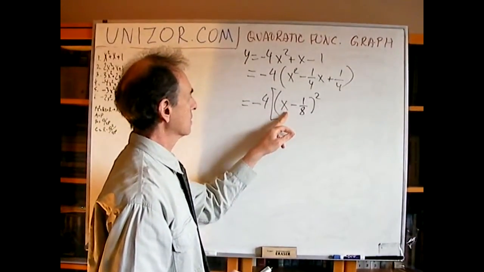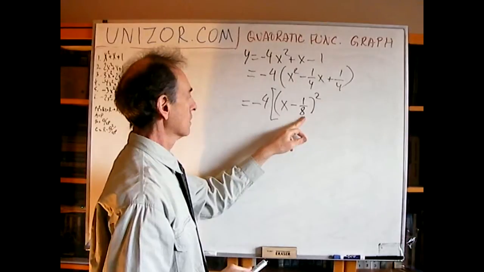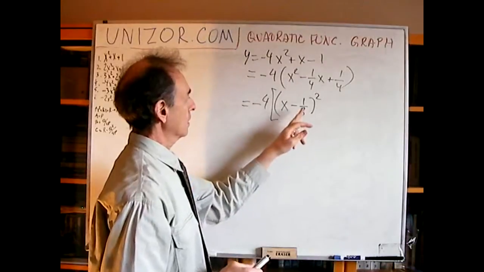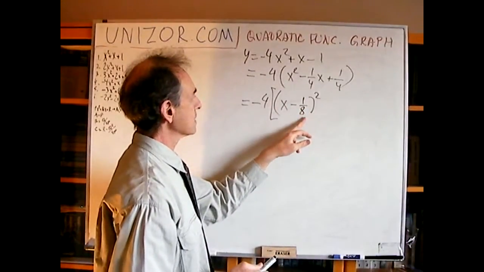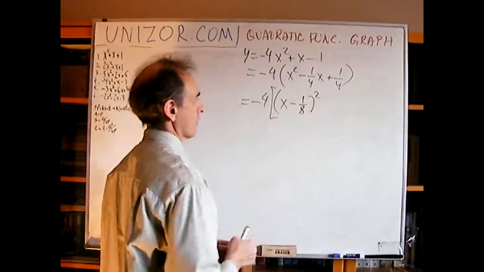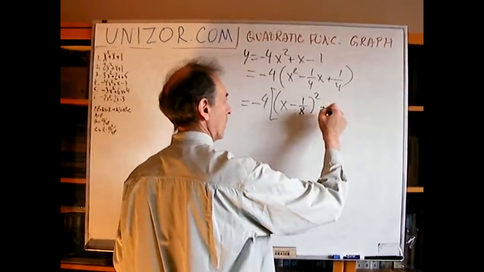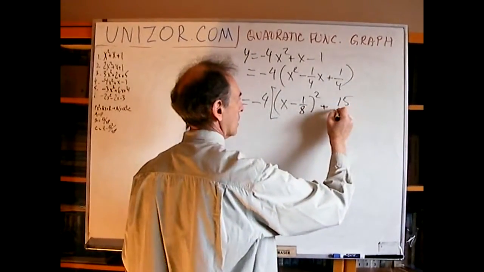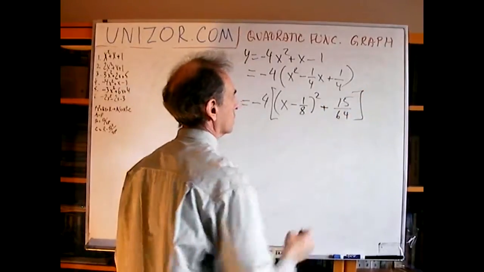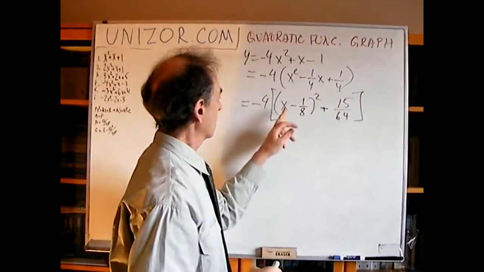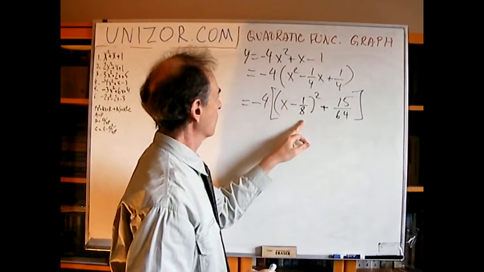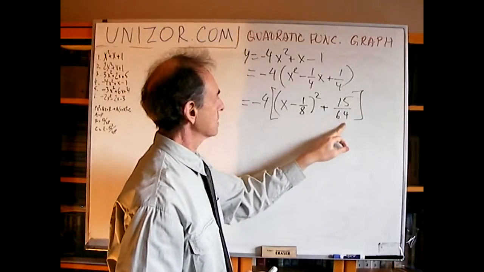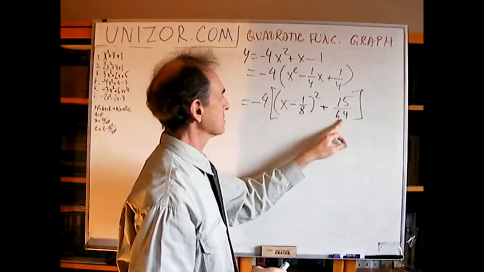2 times x times minus 1/8 would be minus 1/4. Fine. Now, the free member would be 1/64, and we need 1/4. So 1/4 is 16/64, so I need another 15/64 to get to it, am I right? So x squared minus 1/4 x plus 1/64 plus another 15/64, so it's 16/64, which is 1/4.